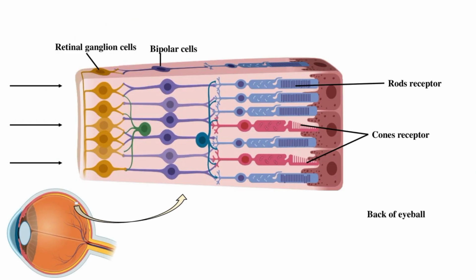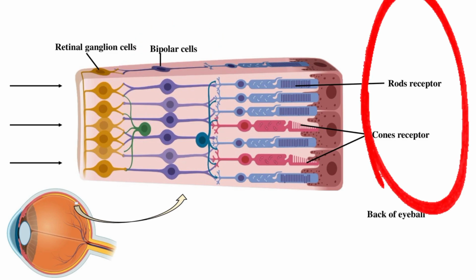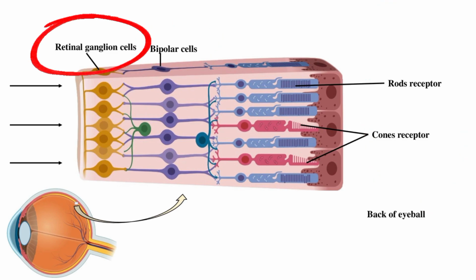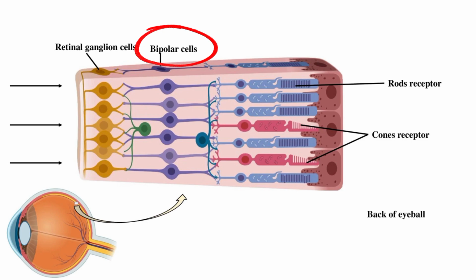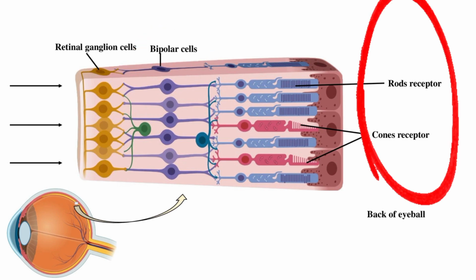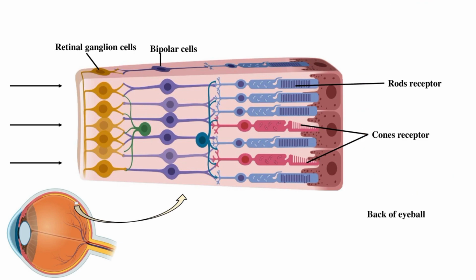Though the retina has 10 layers, I have shown here 3 major nerve cells. These are ganglion, bipolar and photoreceptor cells. The ganglion cell layer is the innermost cell layer where light enters. Bipolar cells are present between photoreceptor cells and ganglion cells, while the photoreceptor cells, that is rods and cones, are present at the outside facing the choroid layer.